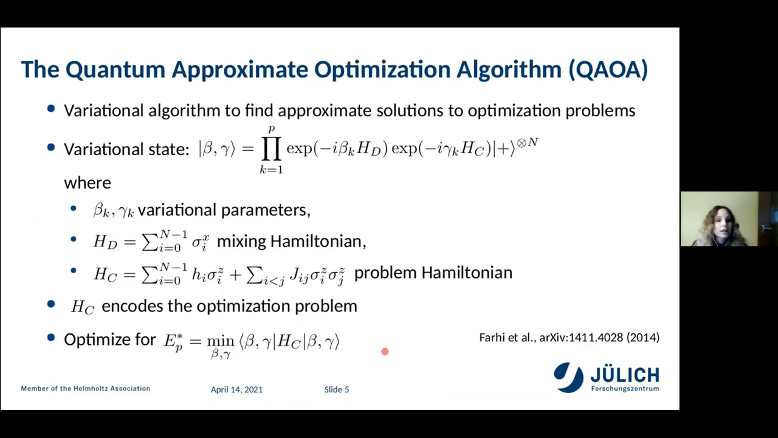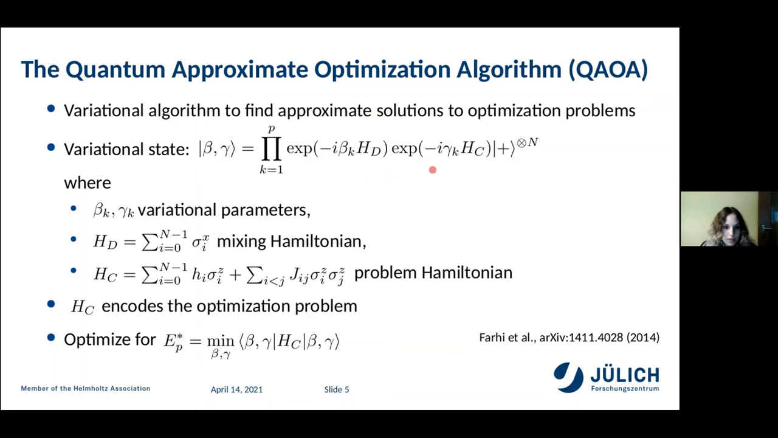So now I come to the application. For those who don't know the quantum approximate optimization algorithm, just a very short overview. It's a variational algorithm to find approximate solutions to optimization problems. And the variational state is given by this. So we have an alternating series of these exponentials, and we start in the state where every qubit is in the plus state, the equal superposition of up and down.